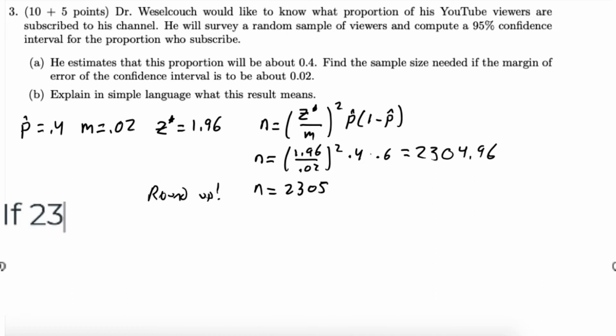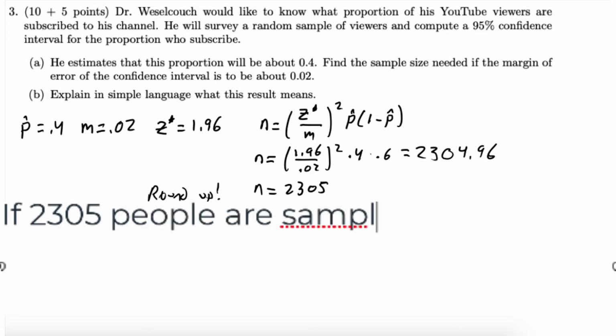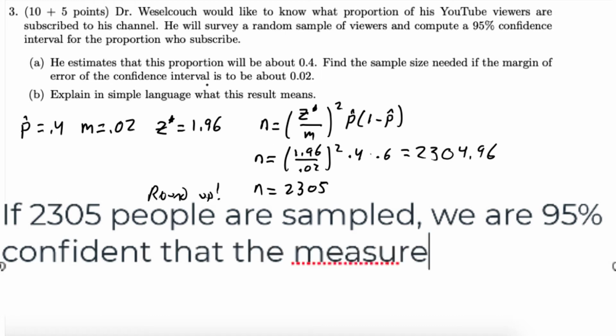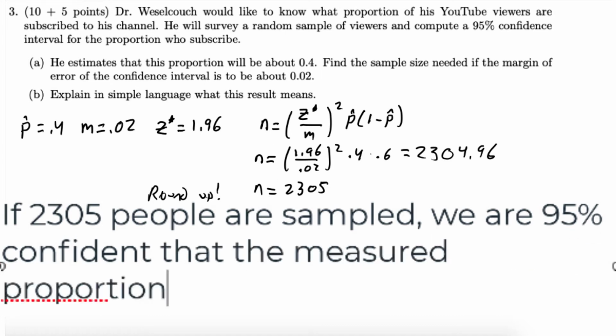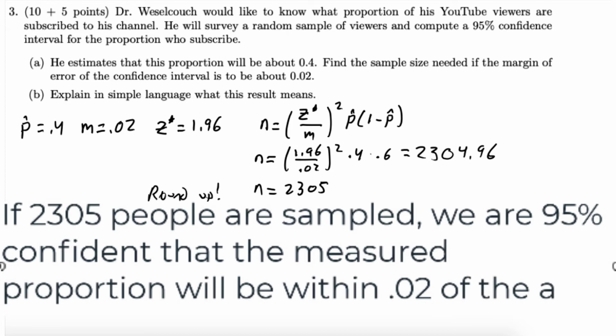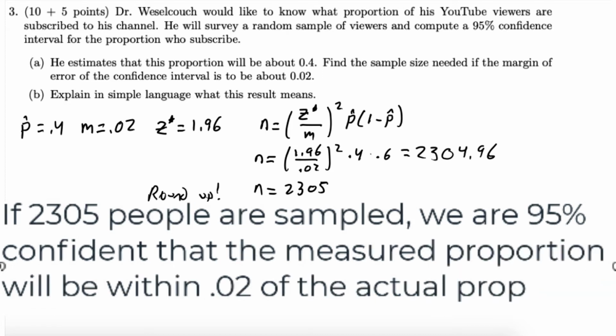It means if 2,305 people are sampled, we are 95% confident that the measured proportion from the sample will be within 0.02 of the actual proportion.